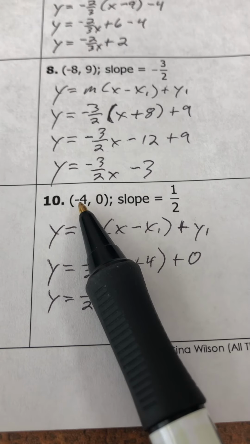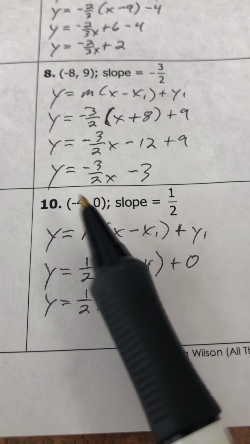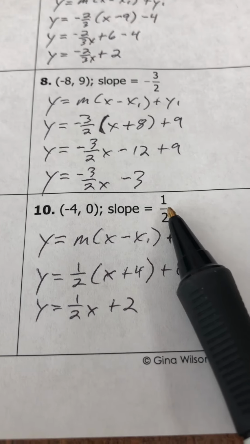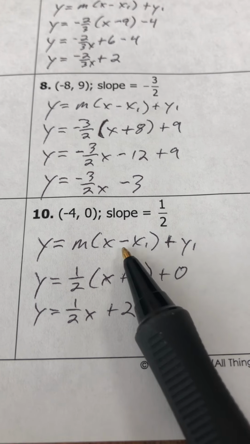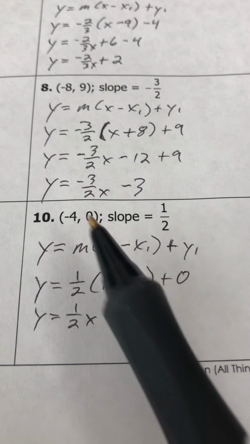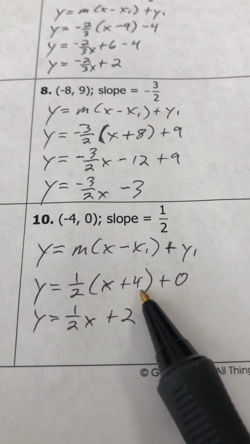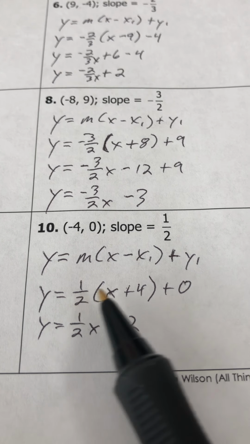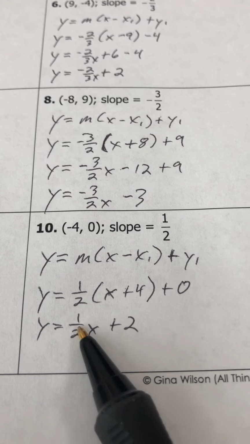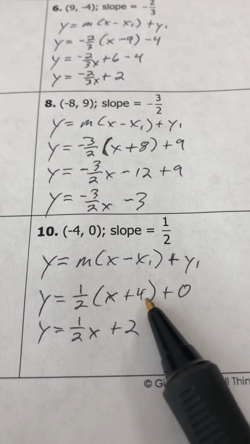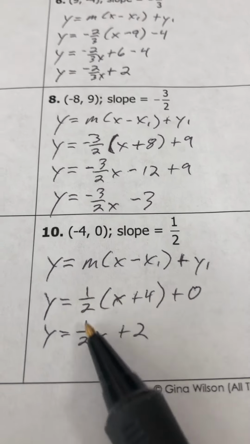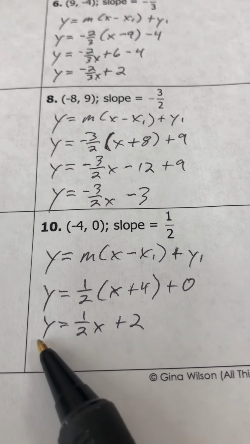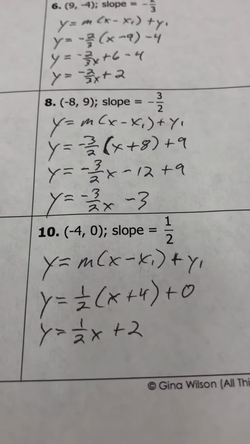And here is negative 4 and 0 as my x1 and my y1, and here's my m, my slope. So I plug in for my slope 1/2. I plug in for my x1, subtracting a negative becomes positive, so plus 4. And my y1 is a 0, so I have nothing back here. So I just do the distributive property, 1/2 x. Half times a 4 is 2. So here's my y equals mx plus b. And I could graph that.